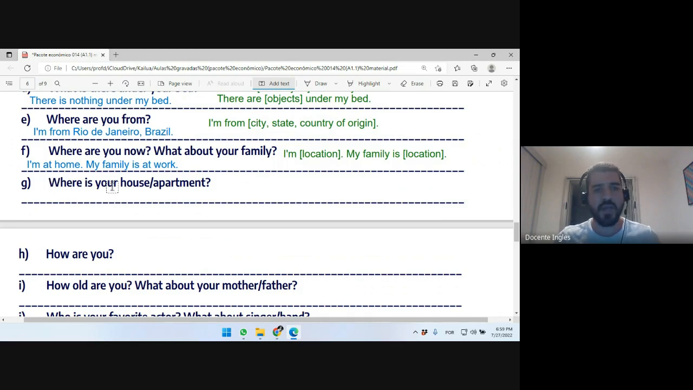Where is your house or where is your apartment? I live in an apartment. So in my case, my apartment is in São Paulo. São Paulo is a city, preposition in.